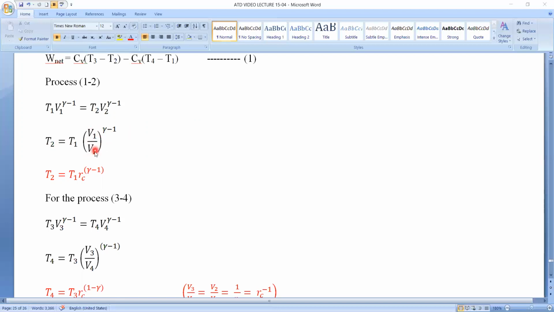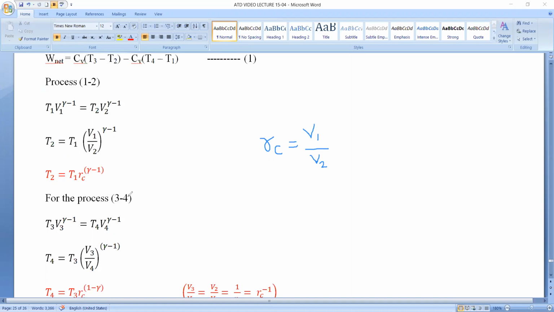So therefore V1 by V2 is the compression ratio. Okay, we already know why we have derived the equation. While deriving the equation for standard efficiency, we learned that the compression ratio RC is the ratio of volume at the beginning of compression to the volume at the end of compression. So V1 by V2 is the RC. So T2 is T1 RC raised to gamma minus 1.